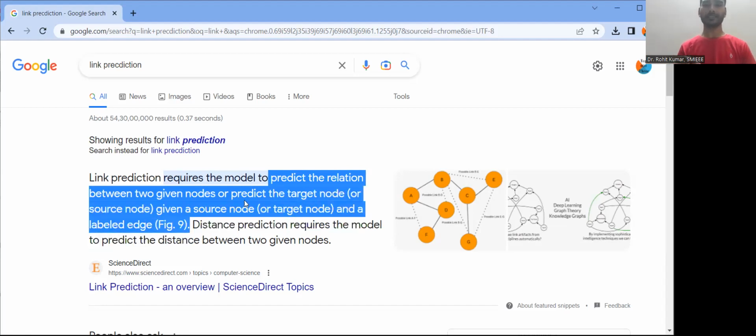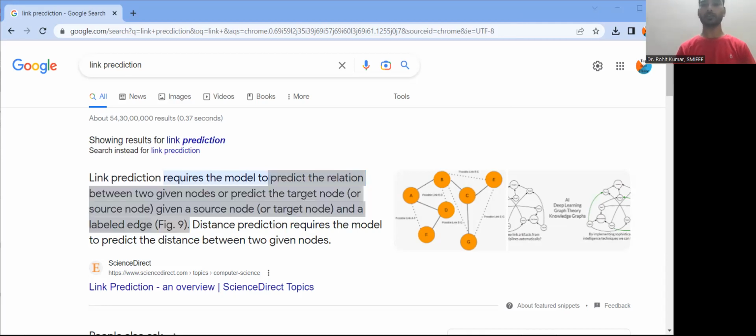But the point is that it is again a very general sort of definition, and it is not always necessary that you want to do only this. Your aim might be slightly different. But in general, whenever you want to do link related analysis in a particular graph, then link prediction comes into the picture. Now, is there any related research going on? Yes, there are many research papers available.